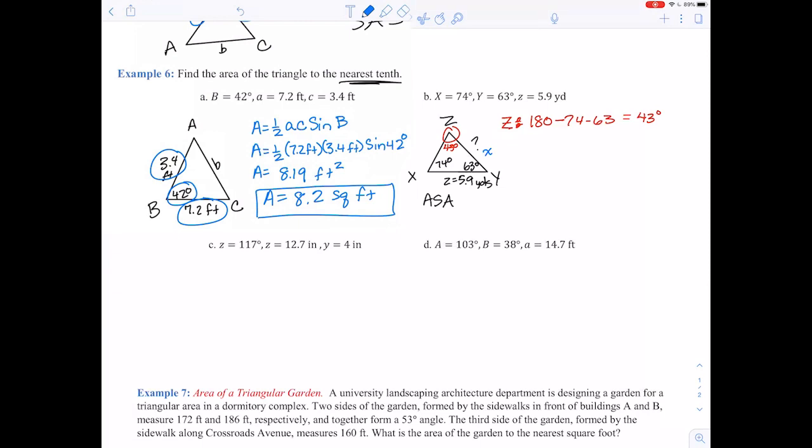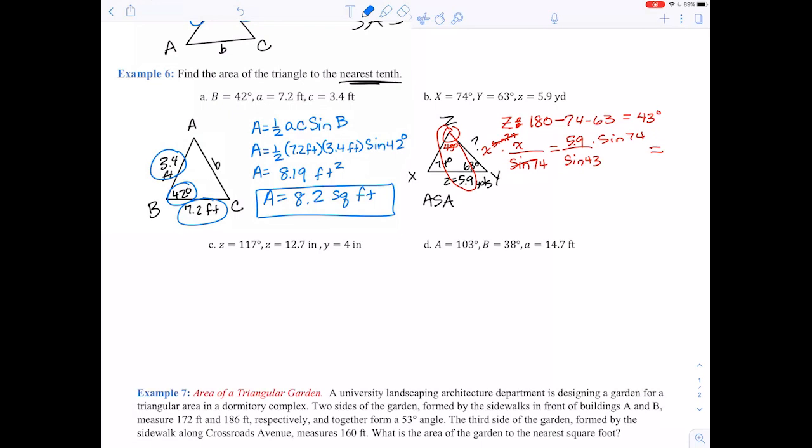If I could find that, then I could find the area using the formula. So I'm going to do X over the sine of 74, using my law of sines here, over Z, because I have this full piece of information here, 5.9 over the sine of 43. Then I'll multiply both sides times the sine of 74, so I can cancel that, and plug that into the calculator. I'm going to approximate just to the nearest tenth.